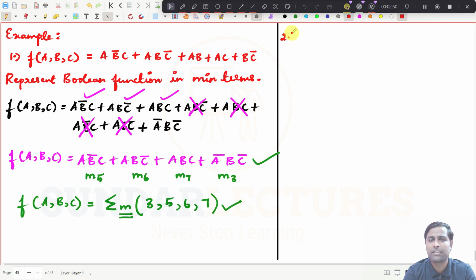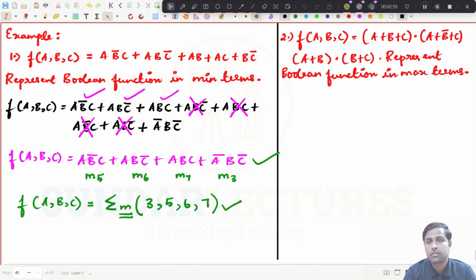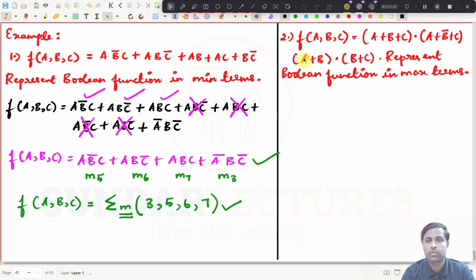Now it will be a POS function. For example, a function of a comma, maybe I will write down the question. So now this is the given question. See, function of a comma b comma c, and they have given some terms, right? POS function, and you have to represent this Boolean function in max terms. So what you have to do is convert this into canonical form, because this is not in canonical form, right?